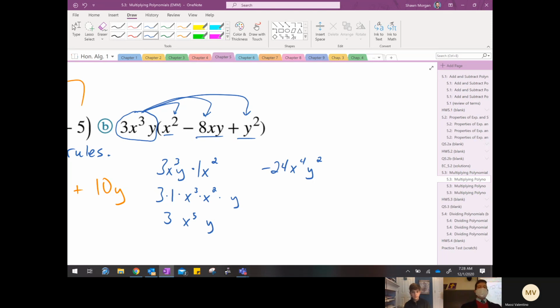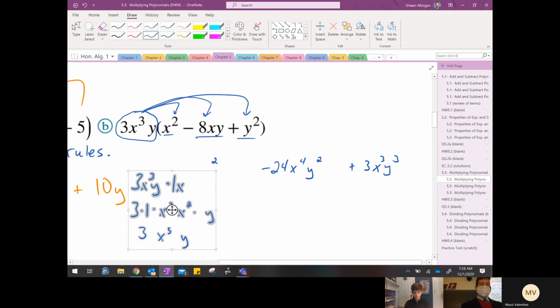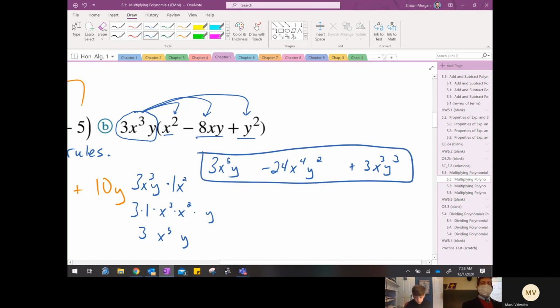All right, Reed, you got my last one? 3x cubed y cubed. Fabulous. All right, so what we'll do is, let me shrink this guy down here. And what do we got? We got 3x to the 5th y, x to the 5th y. And that will be our answer. All right? And again, that's a trinomial, right? We had 1, 2, 3 terms.